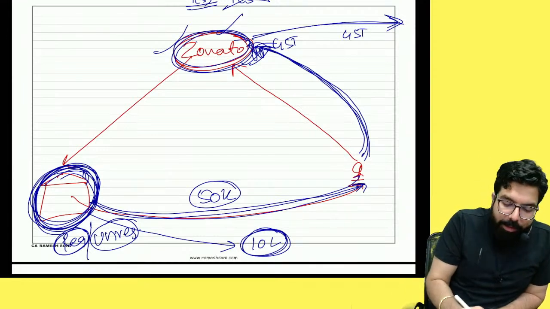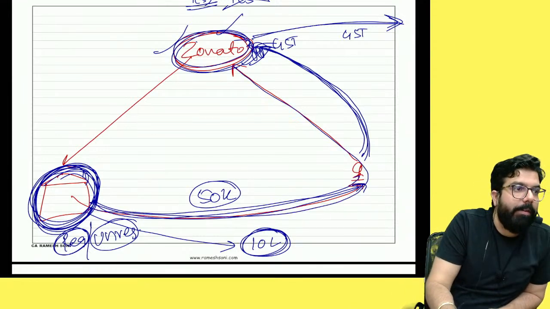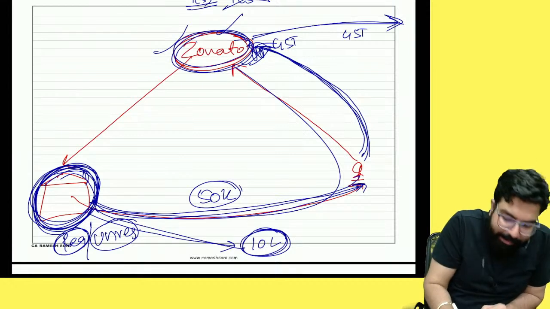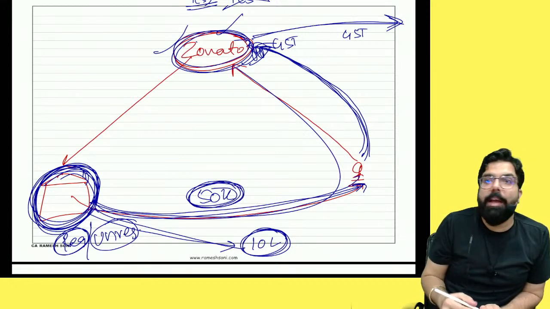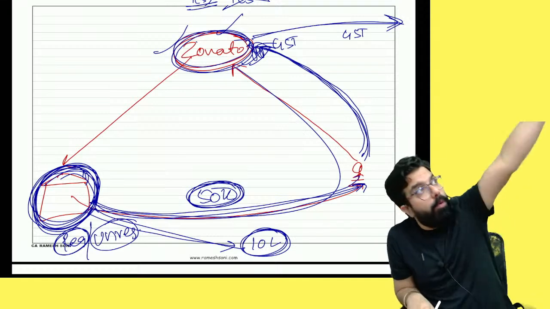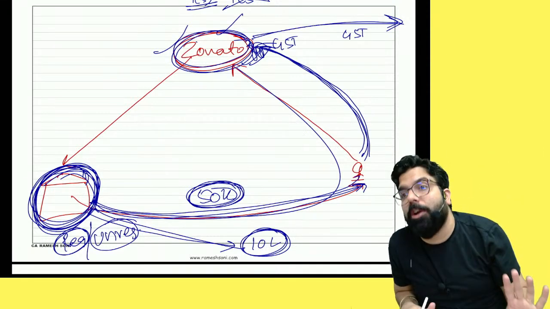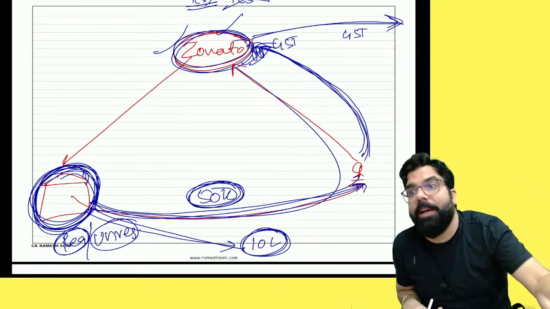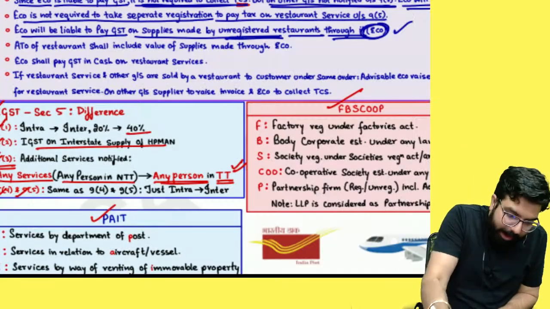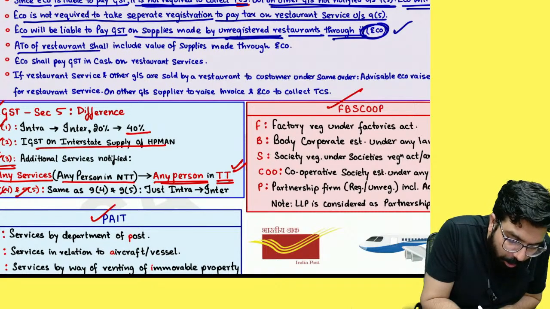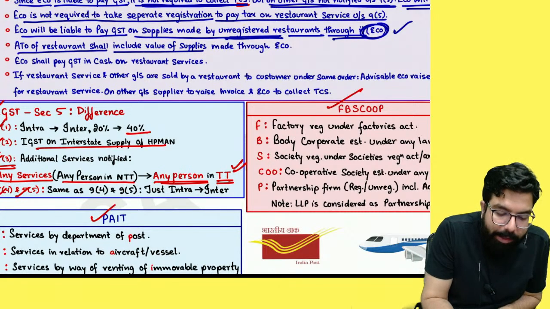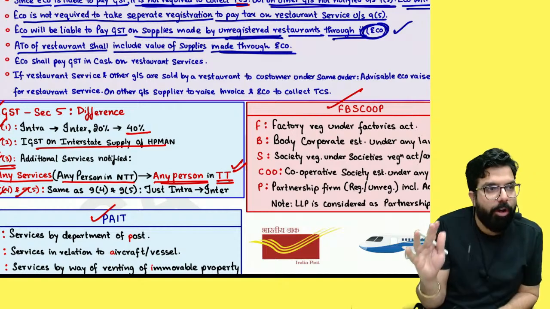Tell me one thing. Whether selling through e-commerce or selling directly, is this also not my turnover? Yes or no? Whether I sell through Swiggy, Zomato, or I sell directly to the customer, what is my turnover? Both. It clarified aggregate turnover of a restaurant shall include the value of supply made through e-commerce.